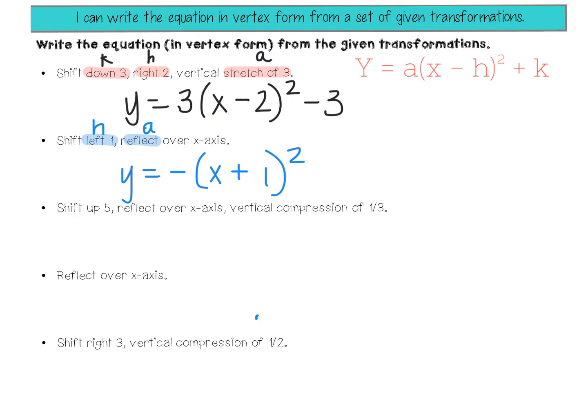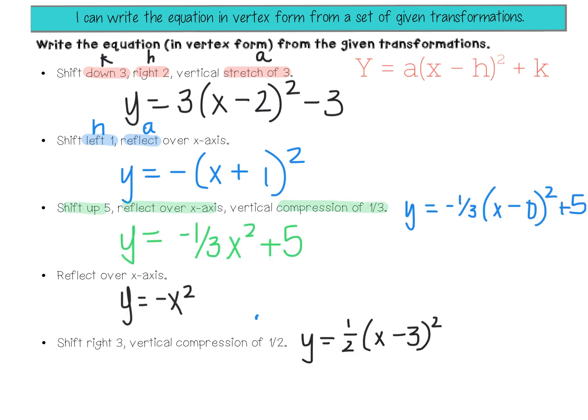So go ahead and pause the video, and I'd like you to try the remaining 3 examples on your own. Alright, so for this one, hopefully you were able to come up with y equals negative 1/3 x squared plus 5. Now you may have it look like this because inside the parentheses there is 0 movement right or left. Well, what's x minus 0? It's always just going to be x, so those parentheses serve no purpose. So when there's no left or right movement, those parentheses can go away. And so I had a compression of 1/3. I reflected, so negative, and I shifted up 5, so plus 5 on the end.